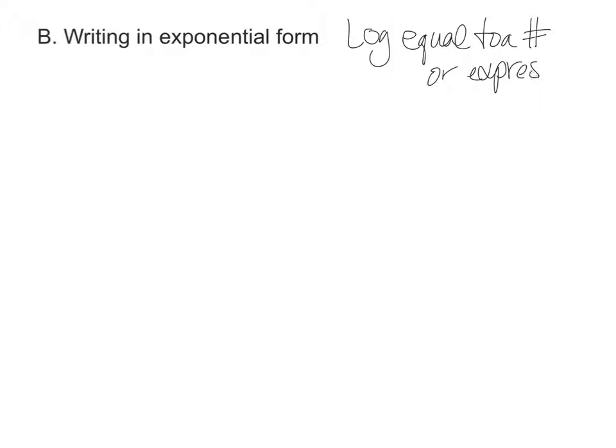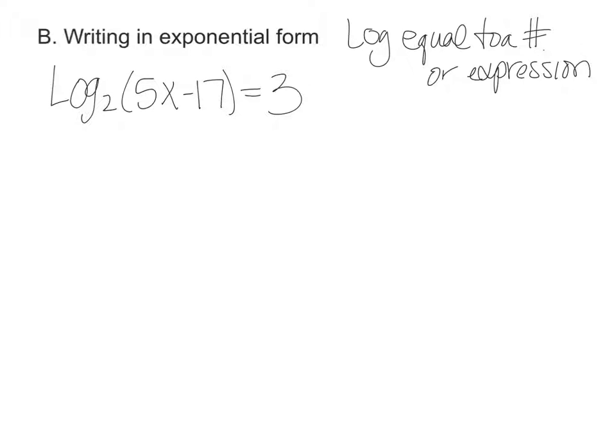So the next one is when you have a log equal to a number or expression, we can rewrite it as an exponent. So if we have the log base 2 of 5x minus 17 equals 3, I can rewrite this. Remember, in the last video I made, we said that the log base 3 of 9 equals 2 can be rewritten as 3 squared equals 9.